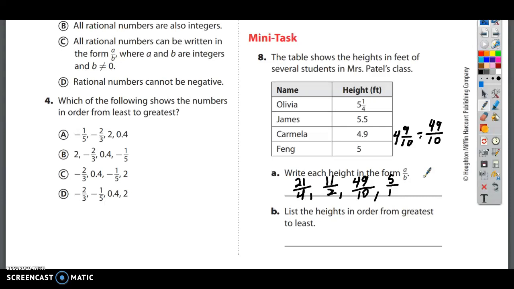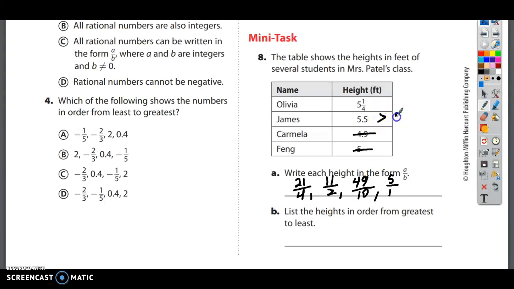Question B reads, list the heights in order from greatest to least. So let's go back and use a little common sense. Which one's the greatest? I can tell you what it's not. It's not 4.9, and it's not 5. It's going to be 5.5 or 5 1/4. I know it's going to be 5.5. It's going to be greater than 5 1/4.